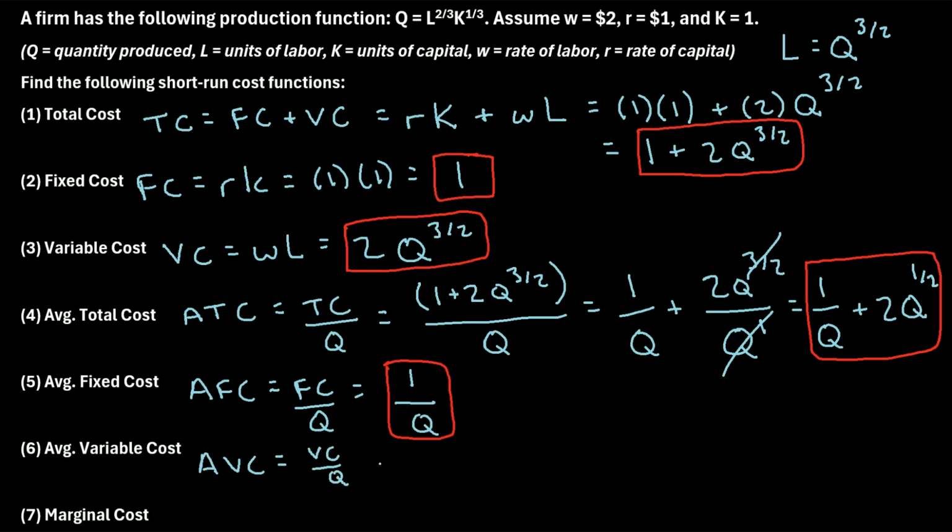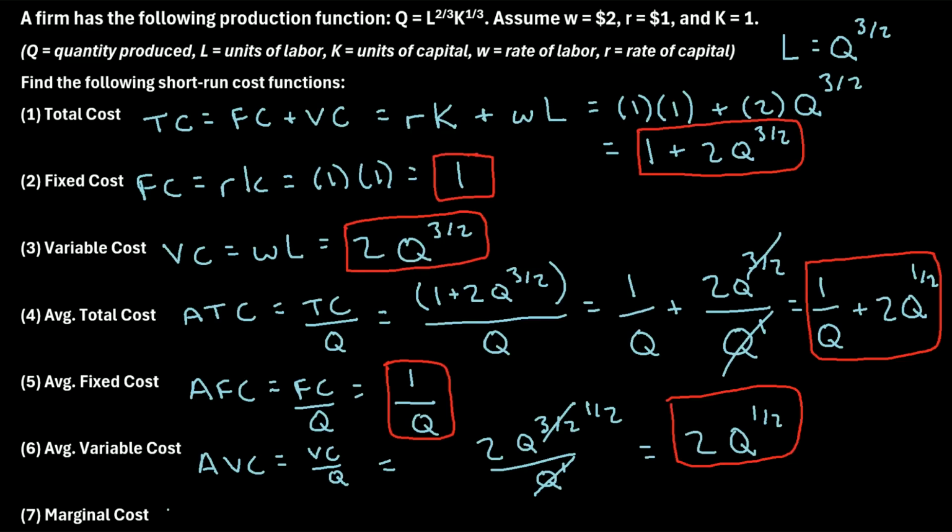We saw that our variable cost from earlier was 2 times Q to the 3 halves. So let's write 2Q to the 3 halves divided by Q. If we imagine this is Q to the first power, we can cancel out this Q and subtract 1 from this exponent. So this will become a 1/2. So our average variable cost is going to be 2 times Q to the 1/2.